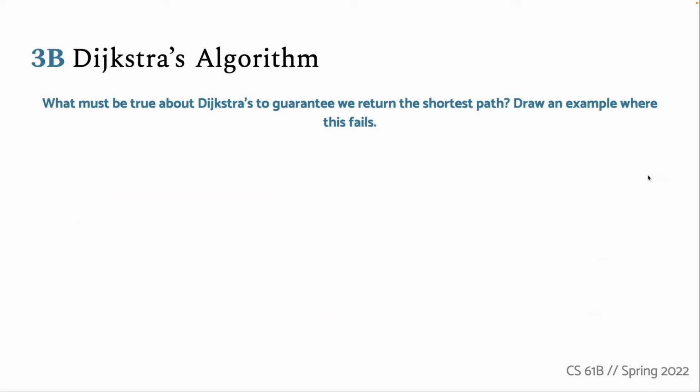Now here's a more conceptual question. What must be true about Dijkstra's to guarantee that we return the shortest path? Draw an example where this fails.